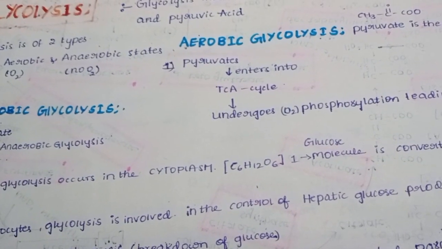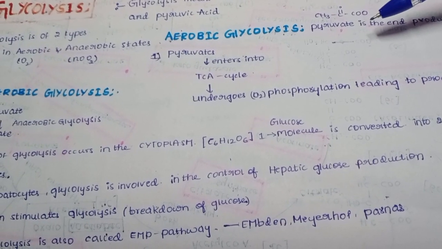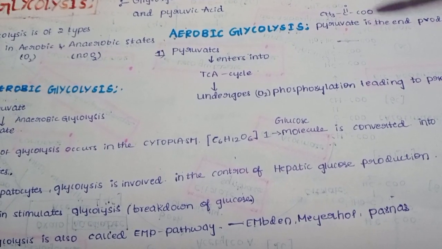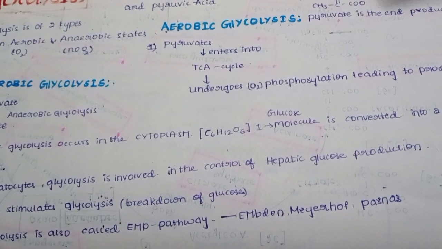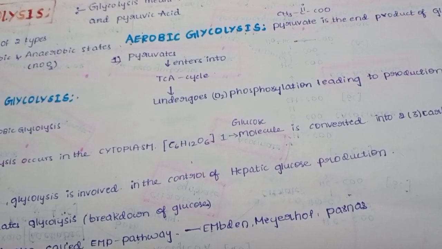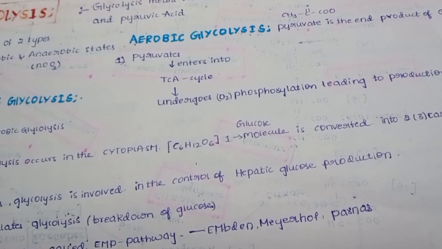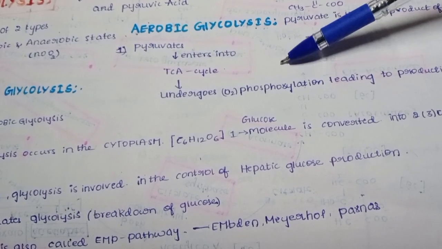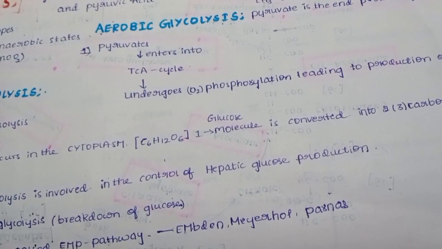First, let's see the structure of pyruvic acid. In the previous video, the citric acid cycle starts from pyruvic acid. Pyruvic acid is a 3-carbon compound, but glucose is a 6-carbon compound. In aerobic glycolysis, pyruvate is the end product, and the starting material is glucose. When pyruvate enters the TCA cycle, it undergoes oxidative phosphorylation leading to production of 32 ATPs. By this we get energy.